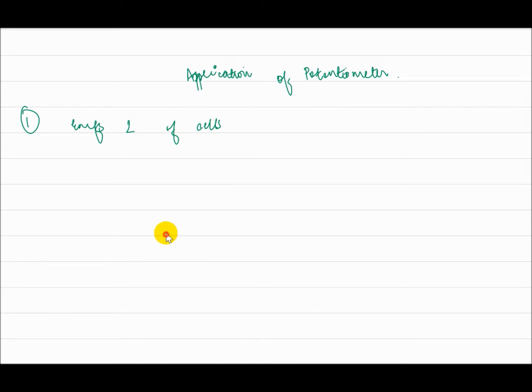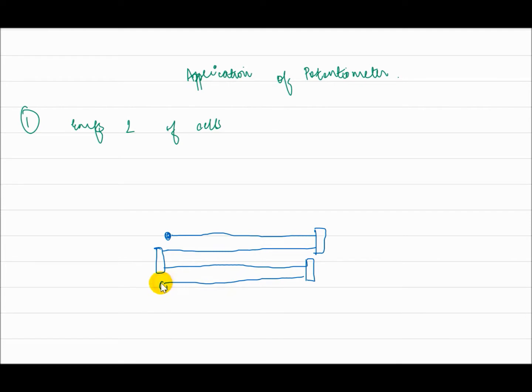So we'll draw the figure. This is how the potentiometer looks like. It has four wires connected on a wooden board like this. We'll connect two cells. This is one with EMF E1. Let this be point 1.